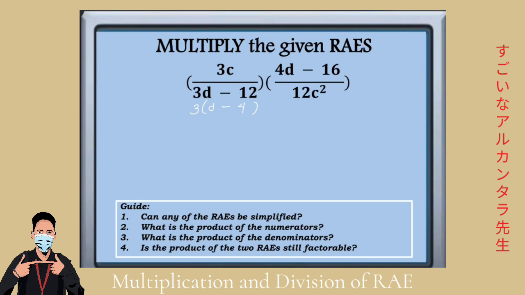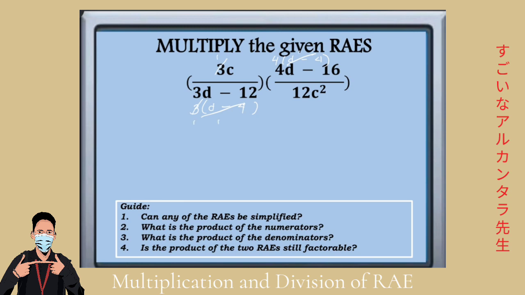So how do we get d minus 4 there? 3d divided by 3 is d. Negative 12 divided by 3 is negative 4. So we factor it out. Similarly, this will be 4 times the quantity d minus 4. And now we can find things to simplify. We can simplify the d minus 4s. We can also simplify the 3s here.